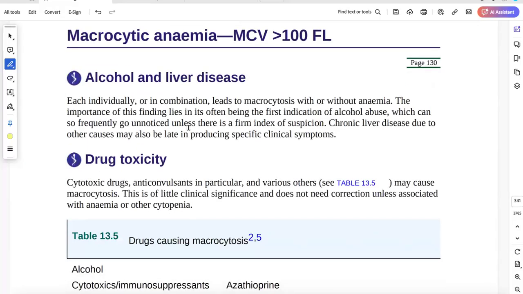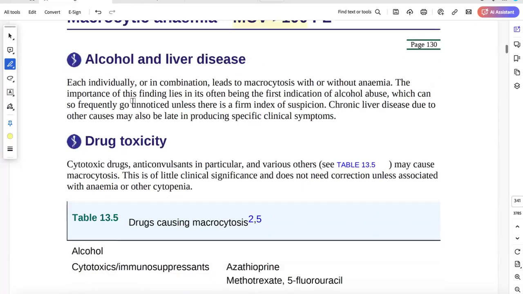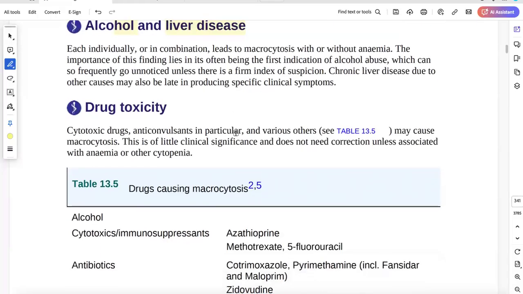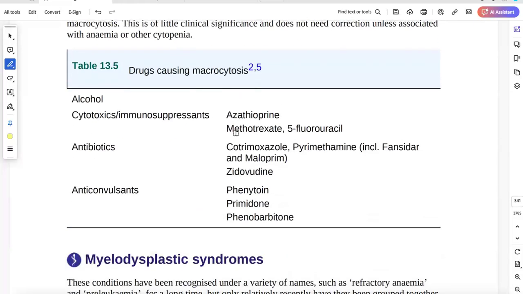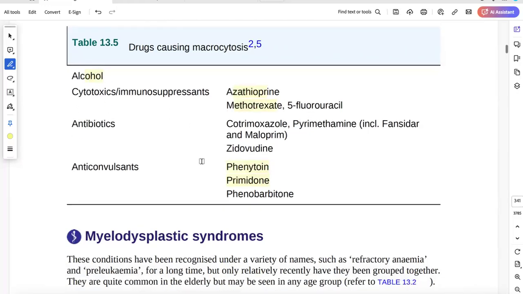Next, macrocytic anemia. In macrocytic anemia, MCV will be high. The common causes of macrocytic anemia are B12 deficiency and folic acid deficiency. Apart from that, someone who is alcoholic or has chronic liver disease can also get macrocytosis. There are some drugs which can increase the red blood cell size, like phenytoin, then methotrexate, azathioprine, even alcohol.